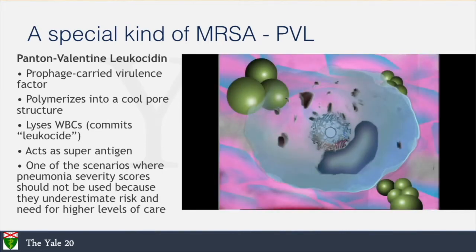The reason to be aware of this player clinically is because it can make young, healthy people really sick really quickly. And because of this, you may underestimate someone's degree of illness or their need for intensive interventions if you used, say, your CURB-65 score when they rolled in the door.